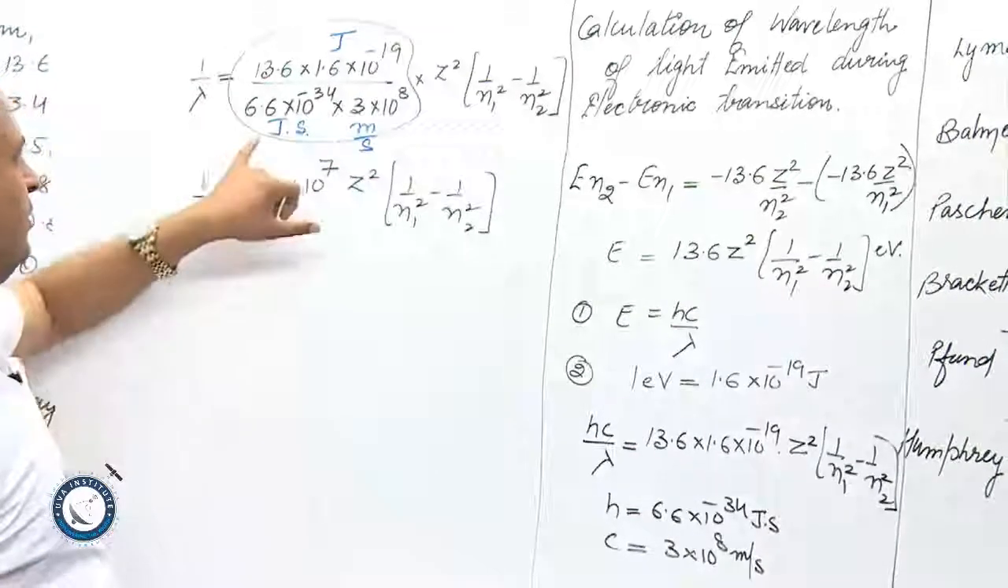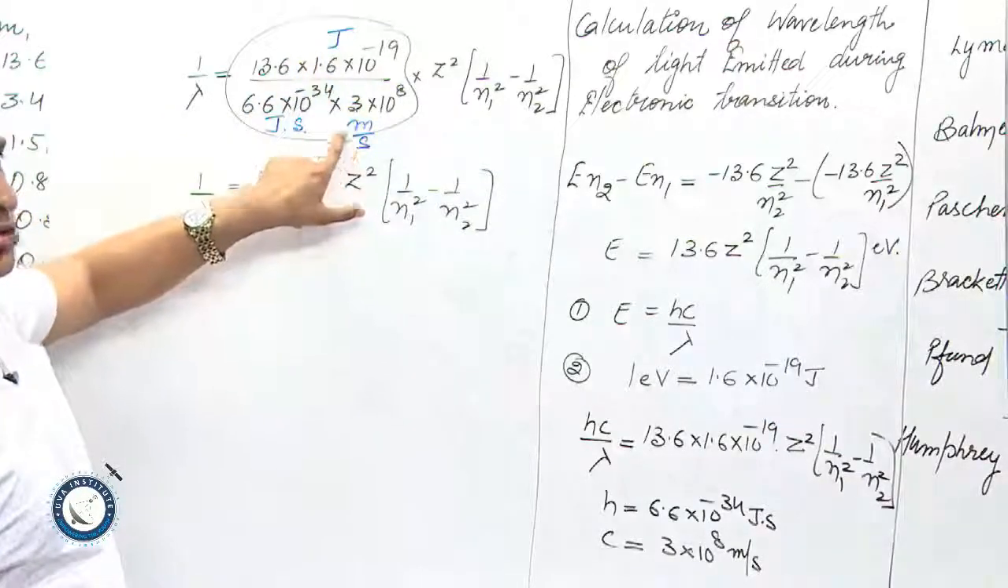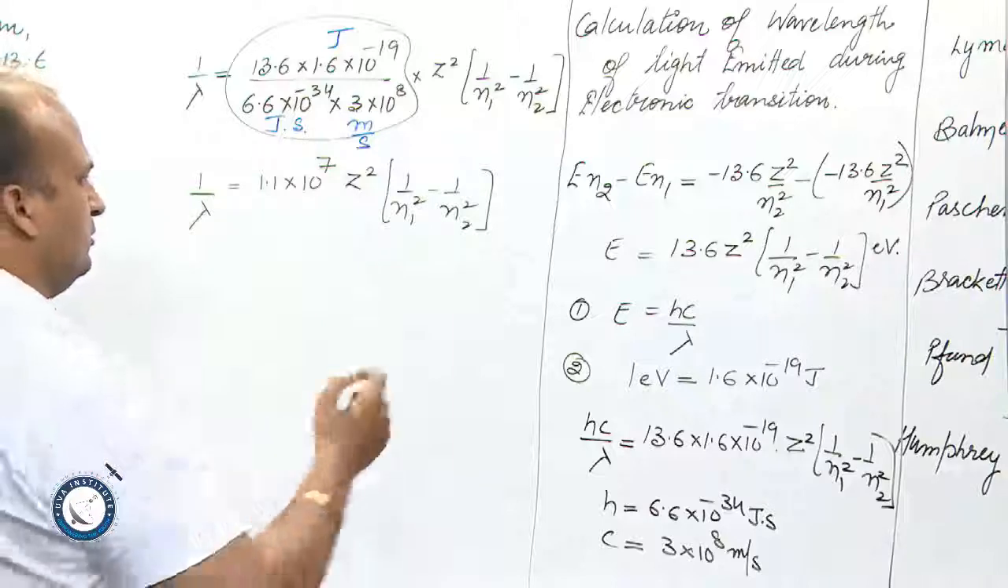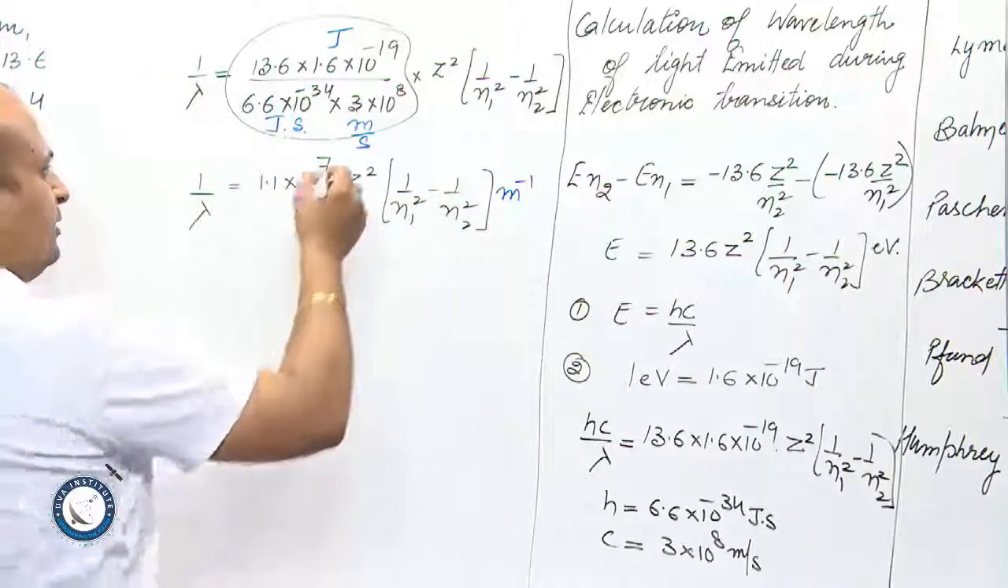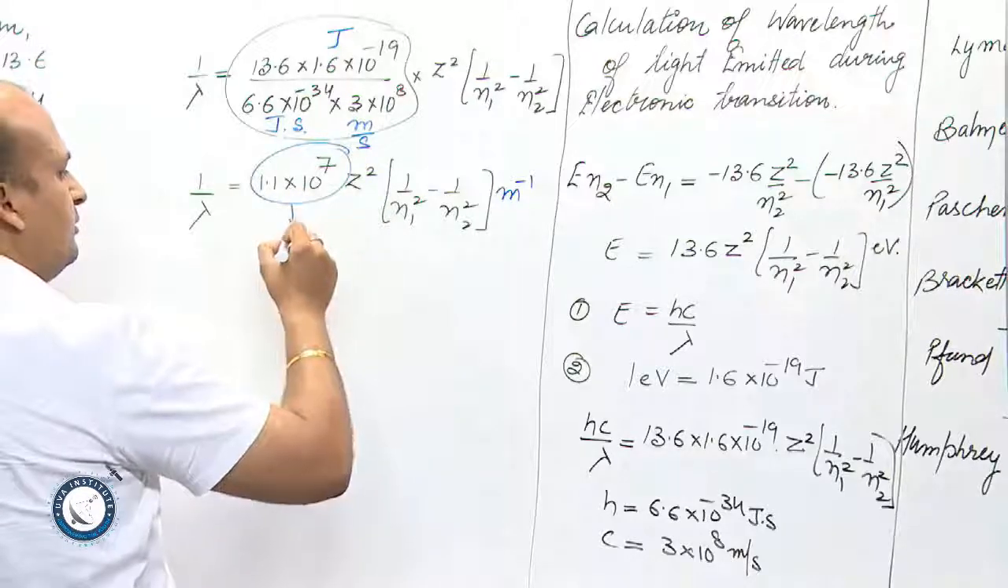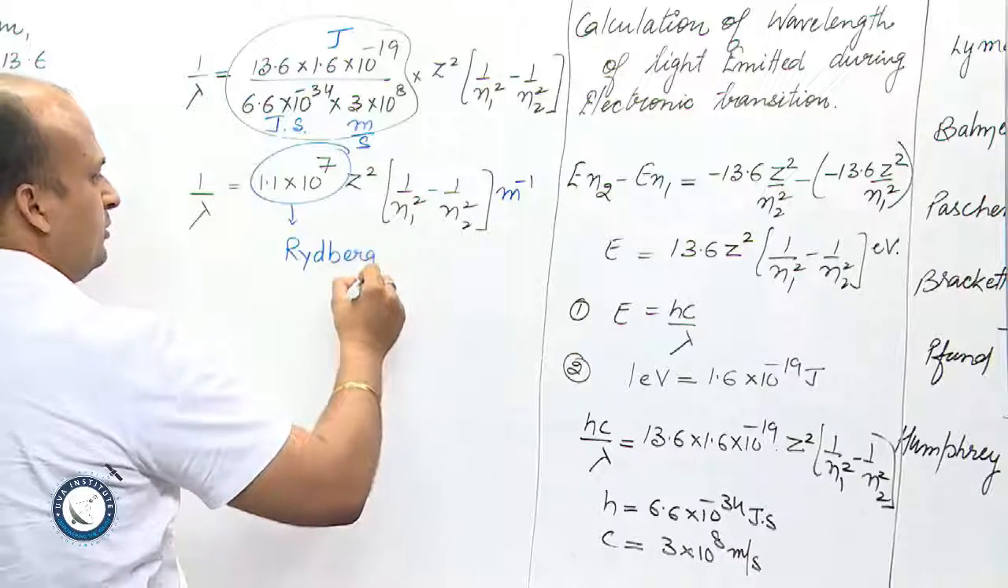Yes, now it is fine. Joule will cancel with joule, second will cancel with second, so the unit will be meter inverse. Meter inverse. And this value is termed as Rydberg's constant.